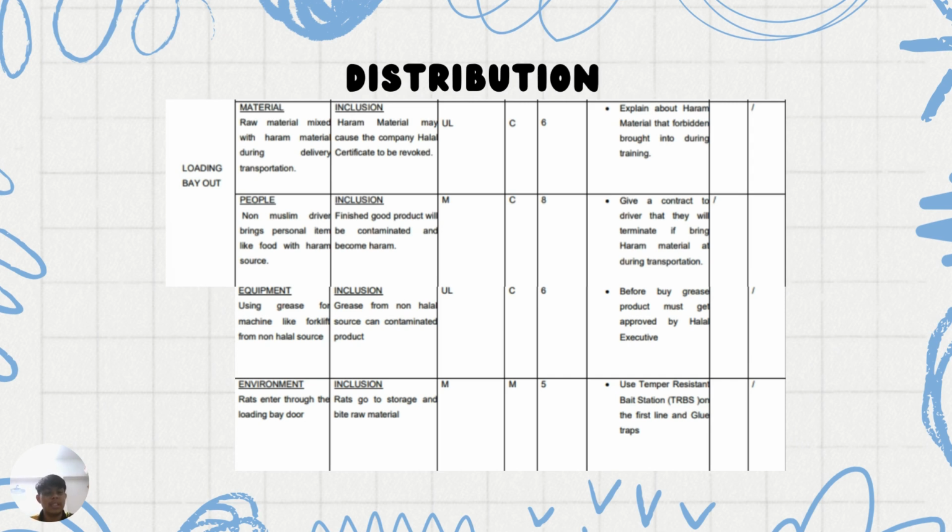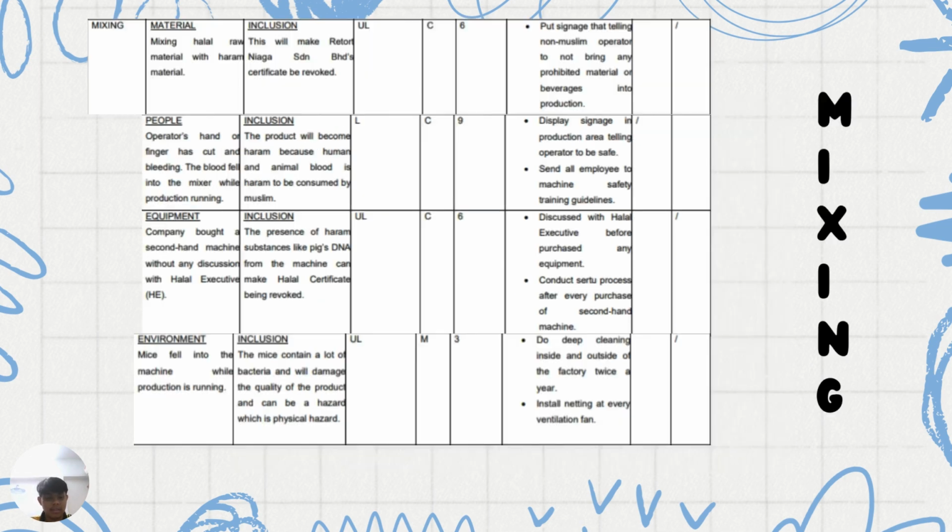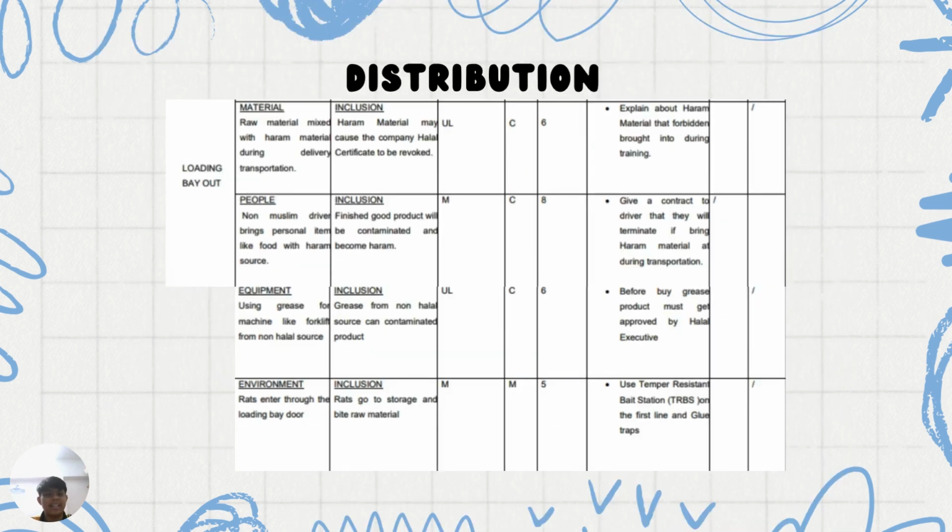We move to our last one, which is distribution. What is distribution? Distribution in or at the loading bay out. So the first one is material. Raw material mixed with haram material during delivery transportation. The inclusion is that haram material may cause the company's halal certificate to be revoked. The likelihood is unlikely. The severity is critical, and the risk ranking is 6. The control measure is to explain during training about haram materials that are forbidden to be brought in. The HACCP is a no.